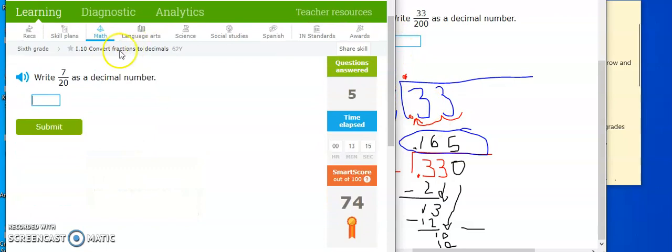Okay, so essentially, as a quick refresher, you're just taking the top number and dividing it by the bottom number, and whatever decimal you get is the fraction in decimal form.